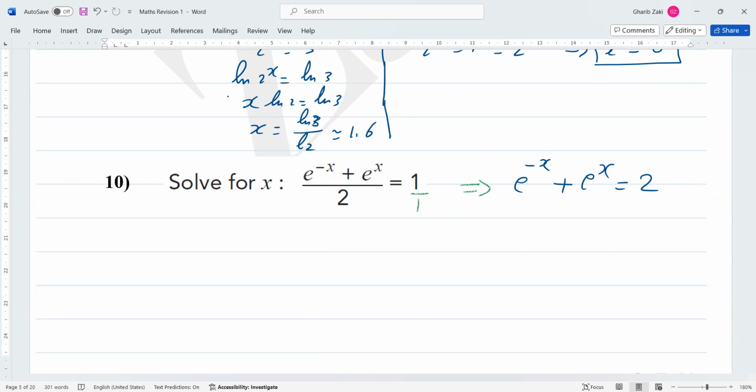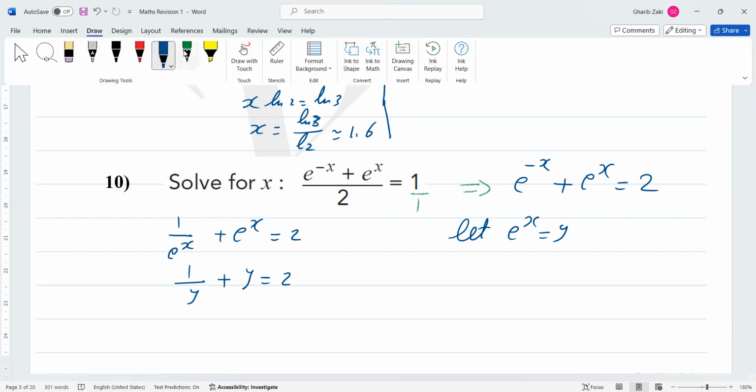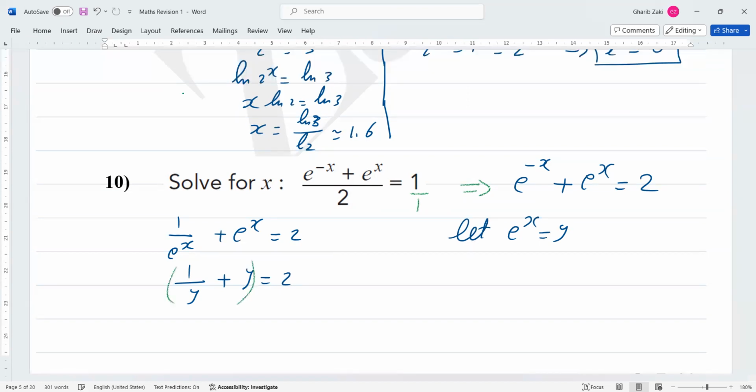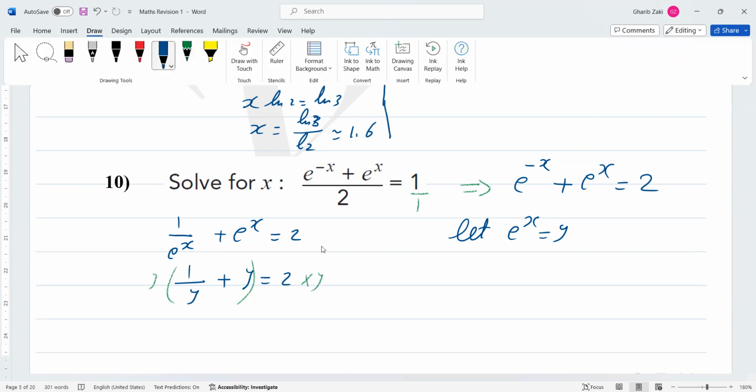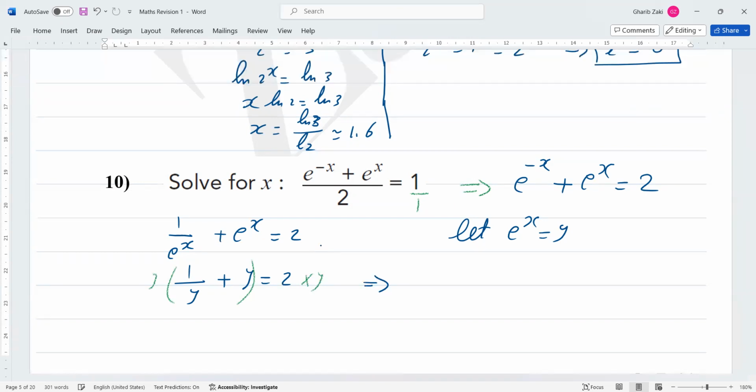The same idea like before, change the power to be positive, so it's 1 over e power x plus e power x equals 2. Let e power x equals y, 1 over y plus y equals 2, multiply both sides by y. So this term multiplied by y, and this also multiplied by y, then this becomes y times 1 over y, it's 1, y times y, y squared, 2 times y, 2y.